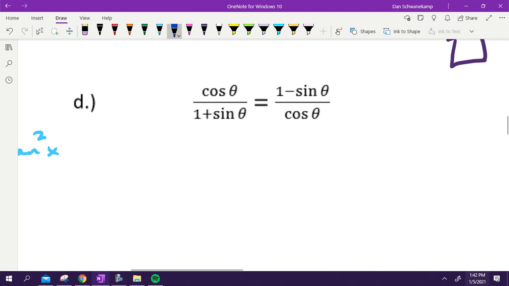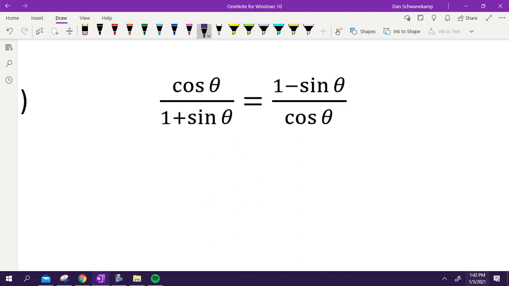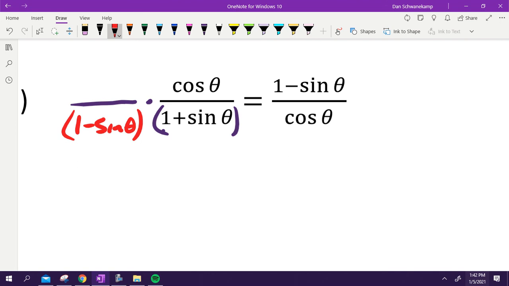Let's try it again. This time, we're trying to prove that it's true. Cosine over 1 over sine, and so on. So we look at this. I see a 1. I see a sine. My brain right now is already thinking, hey, I can make a conjugate here. Let's do that. What is the conjugate of 1 plus sine? 1 minus sine. And I can't just multiply something in this problem by 1 minus sine. That changes the problem.